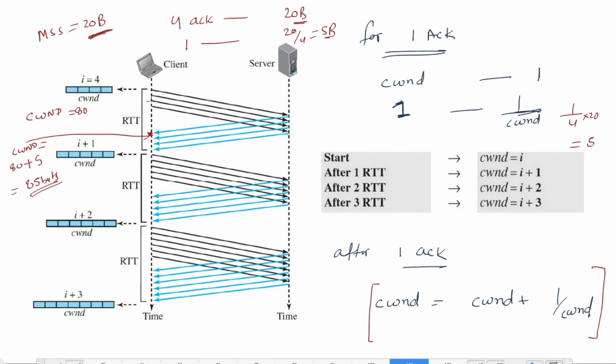So if I ask you that after 1 RTT, what will be the size of the congestion window, then you will say 5. After again 1 RTT, what will be the size of the congestion window? Then the answer is 6. Like that, the answer is 7. Okay. Now let's see how these two algorithms or these two phases communicate.